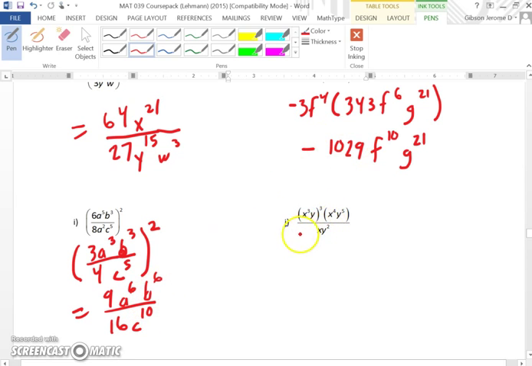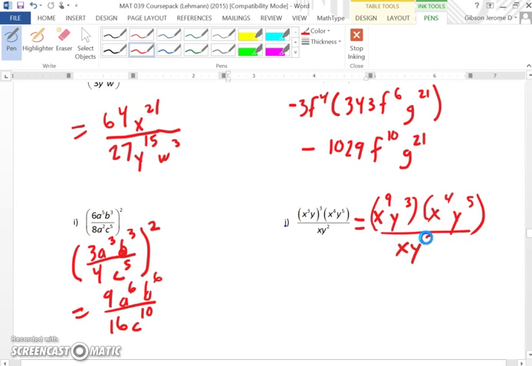Now we come here to j. Now j basically is a combination of just about everything we've covered so far. Now we have this parenthesis to the 3rd power, so we know everything in this parenthesis is taken to the 3rd power. So it'll be x to the 9th, y to the 3rd. We'll bring over everything else. Now, in our numerator, we'll multiply, and since they have the same base, we will add. x to the 9th times x to the 4th is x to the 13th. Y to the 3rd times y to the 5th is y to the 8th.